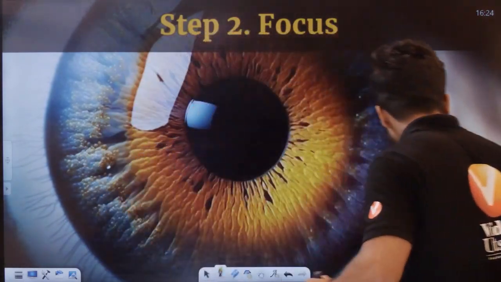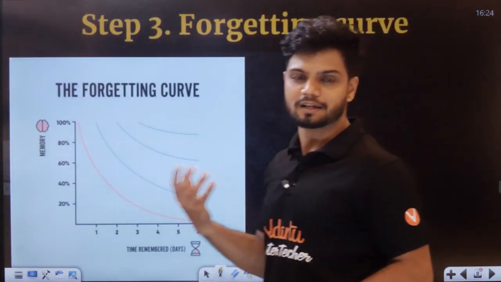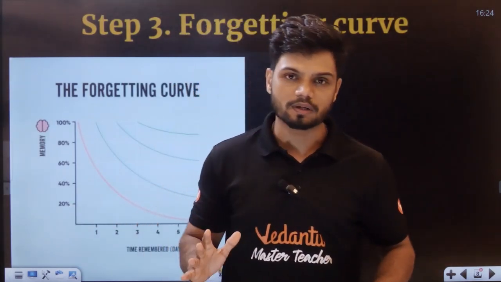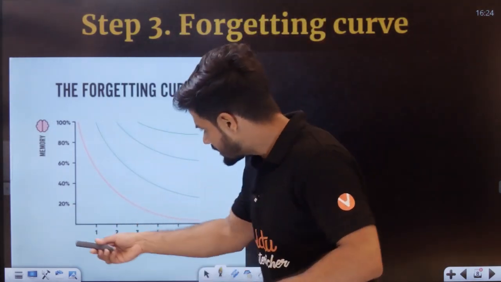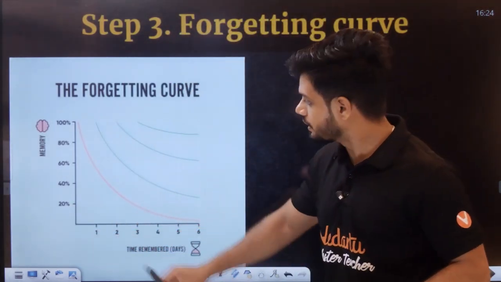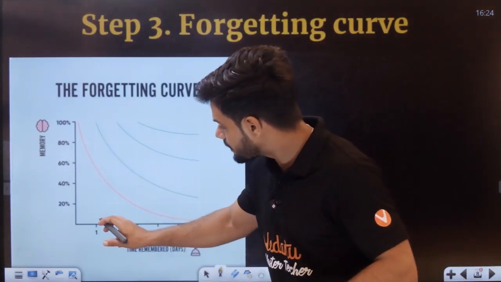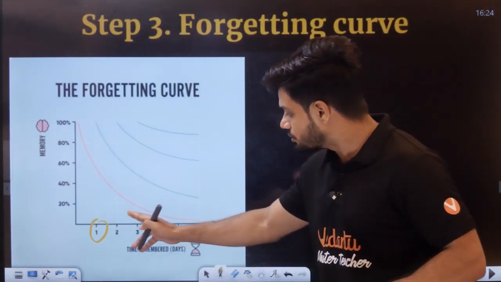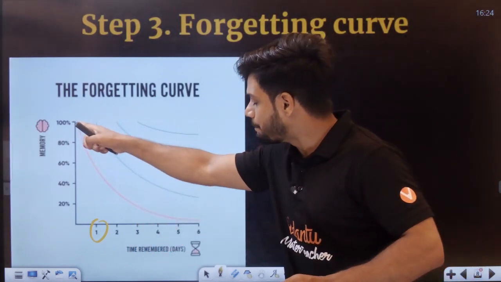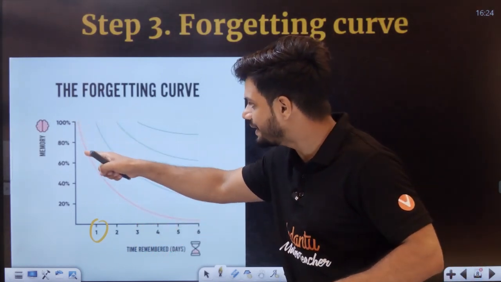Let me tell you. Students, the next thing is called the forgetting curve. This is a very scientific thing, students. For example, this is your memory. Here is memory, and number of days. Let's say you learned a concept on day 1. By the time you go to day 3, day 4, the memory goes from 100% to 80 to 60 to 40.